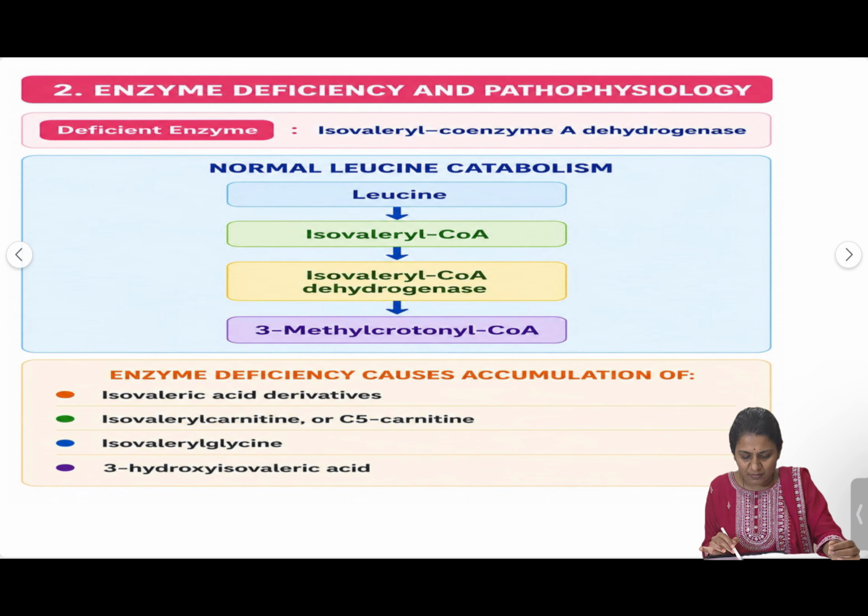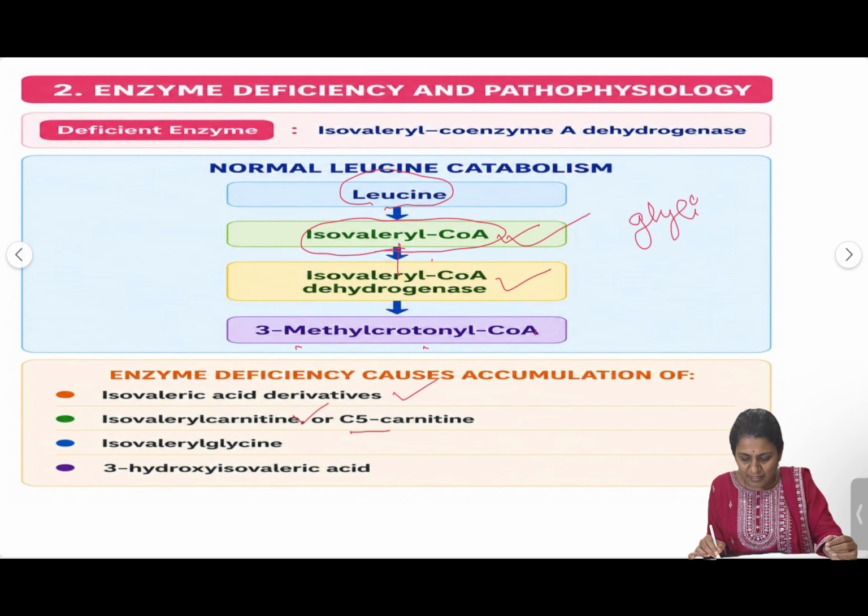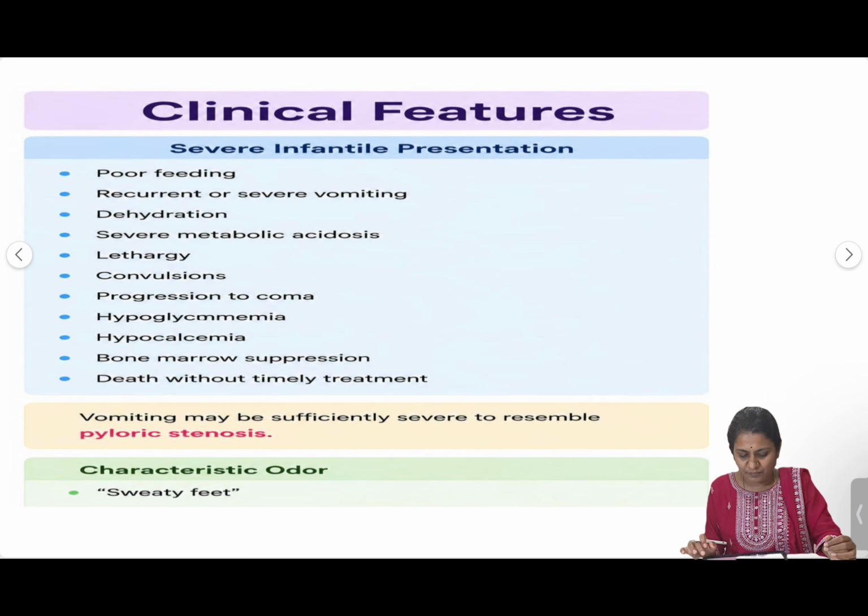Isovaleryl CoA is this thing which has to be metabolized to 3-methyl-crotonyl CoA. This enzyme is defective. So what is getting accumulated in the blood? Isovaleryl CoA and leucine. This isovaleryl CoA can be converted to what? Isovaleryl carnitine also, which is called as C5. Then other isovaleric acid derivatives also. Then isovaleryl glycine also. It combines with glycine to form isovaleryl glycine. And this can also combine with hydroxy group to form 3-hydroxy isovaleric acid.